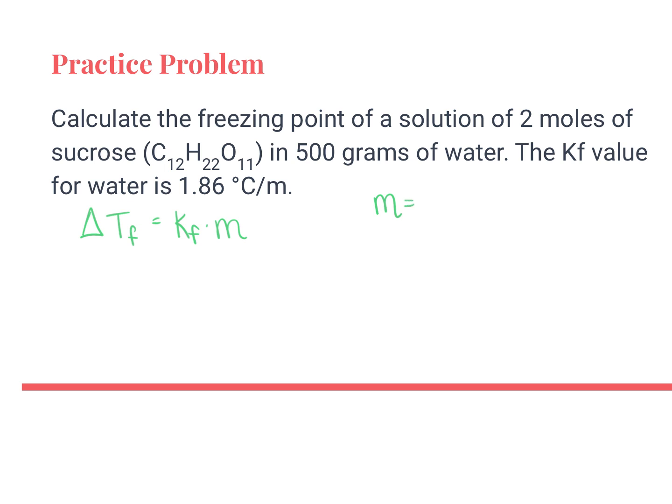Off to the side, let's calculate the molality. What goes in the numerator? Our moles, so 2 moles on top. What goes in the denominator? The 500 grams, and remember to convert to kilograms, so we get 0.5 kilograms. What's 2 divided by 0.5? We get 4, and I'm going to say m for molality.